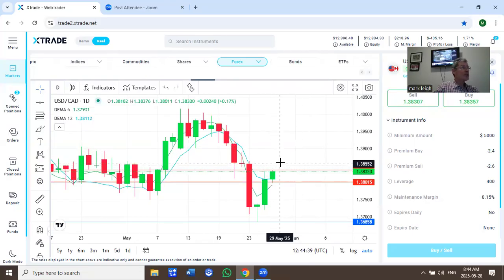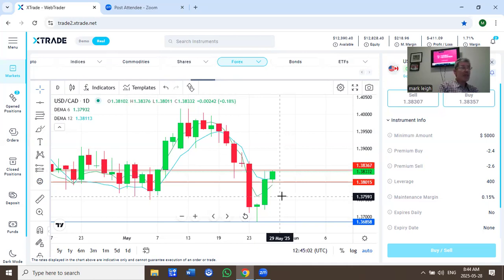If we do see a turnaround and US gets sold off and can't maintain strength or demand through the US session, sellers will be looking to bounce down off this resistance area at 1.3837, come back down to support at 1.38 and lower. US dollar starting well going into the US session.